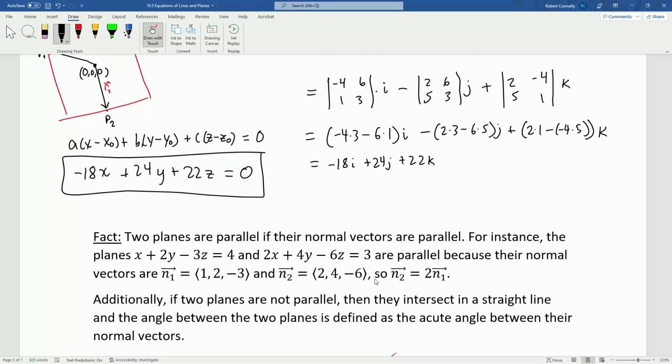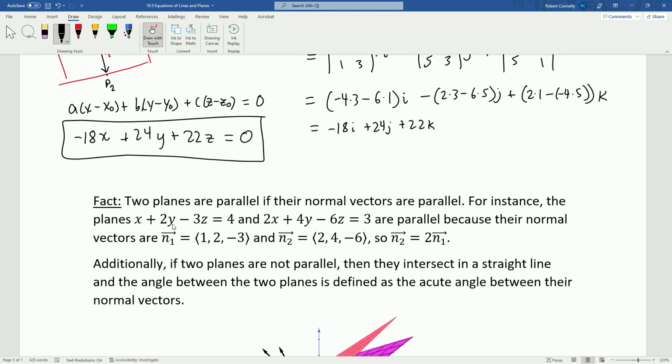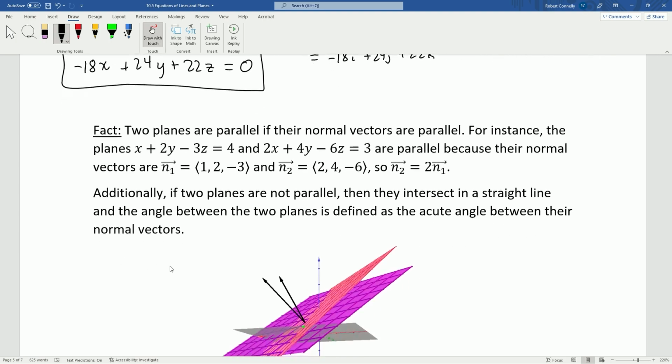Okay, so let's take a look at the following fact. Two planes are parallel if their normal vectors are parallel. For instance, the planes x plus 2y minus 3z equals 4 and 2x plus 4y minus 6z equals 3 are parallel because their normal vectors are (1, 2, -3) and (2, 4, -6), which are scalar multiples of one another. So as we've seen, that means those two things go in the same direction and hence are parallel. Now, if two planes are not parallel, then they must intersect in a straight line, and the angle between the two planes is defined as the acute angle between their normal vectors.